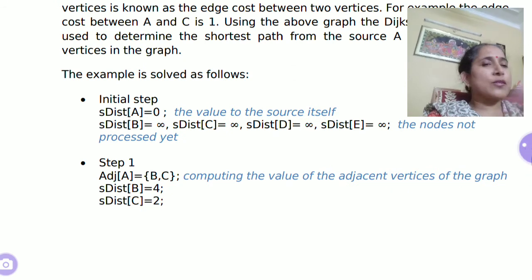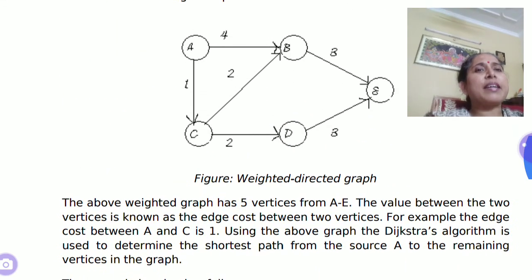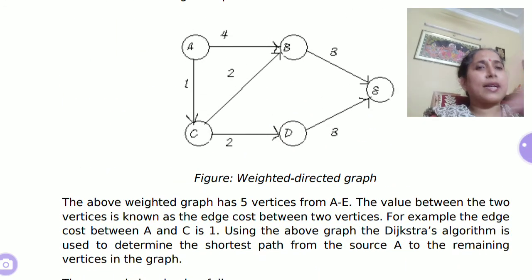Step 1, this is my initial step. What do we see? We try to see how many nodes are adjacent to A. In the given graph I can say A is adjacent to B and A is adjacent to C. No other vertex is adjacent to A.